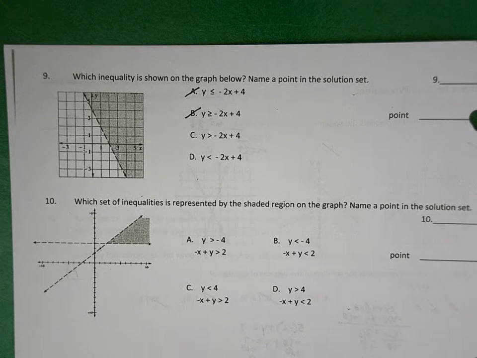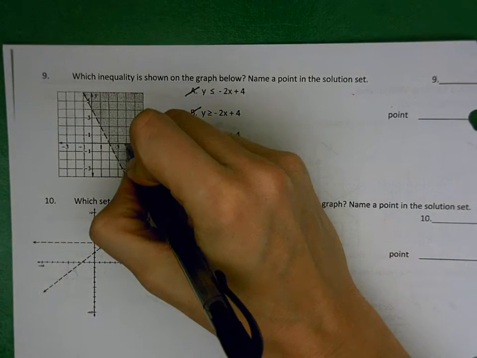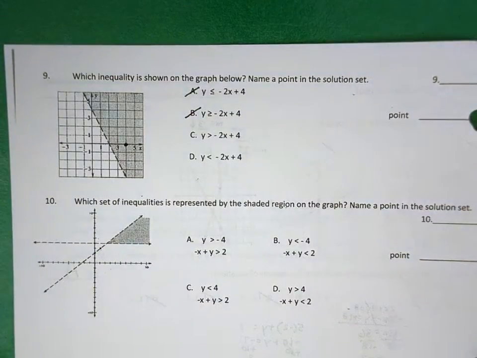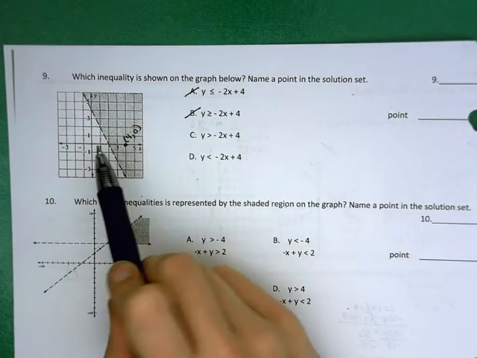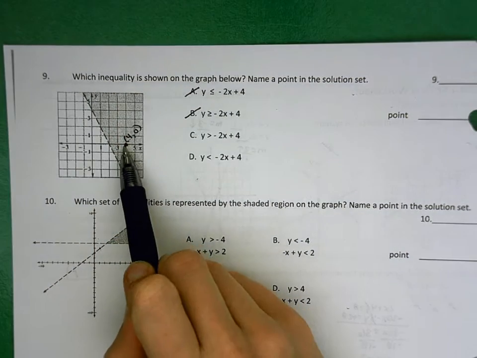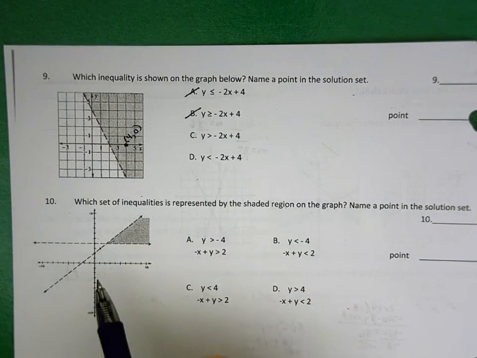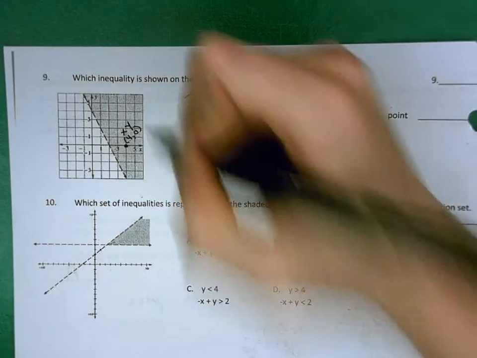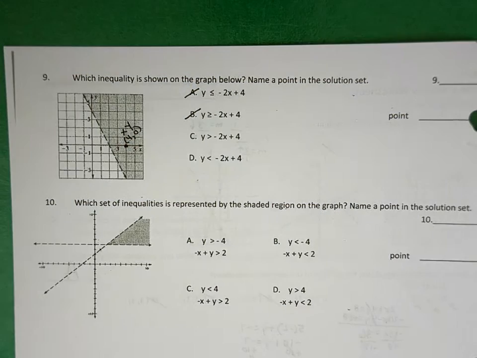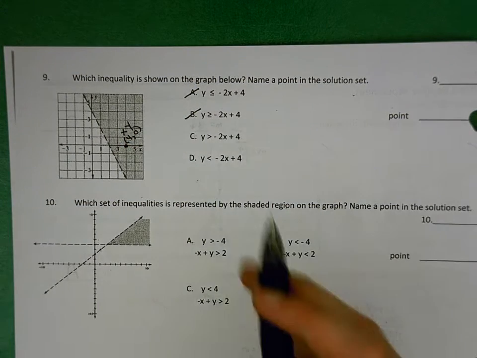So you can pick any point you want. I usually like one of the ones on the axes because then I have a 0 to plug in. I like zeros. So I'm going to pick that point right there. That point is (4, 0), because I went right to 4 and then I didn't go up or down at all. And I'm going to plug in x equals 4 and y equals 0 into my inequality to see, do I get a true statement? I'm going to pick this inequality first.